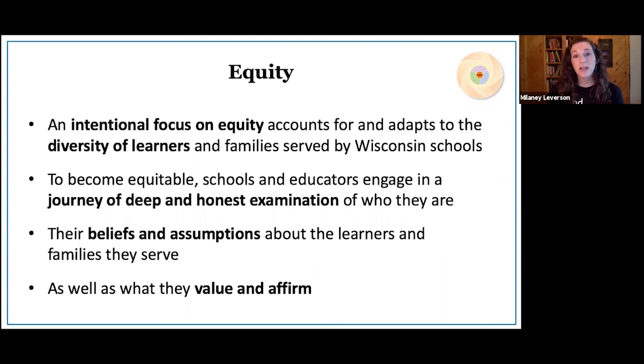So if you attended the last session that Kent and I did, which was H3, we talked about how to lead your staff through that deep examination of their individual identities and the importance of that work. We have to acknowledge that our individual beliefs and assumptions about learners and families are part of how our systems are built. So we also have to consider what those beliefs and assumptions value and affirm, and what they don't. And our wish for you is that we all have an intentional focus on equity.